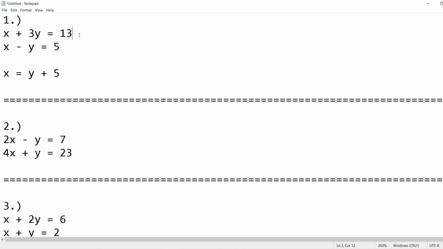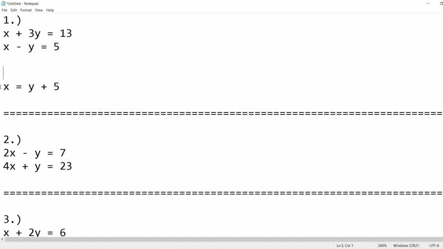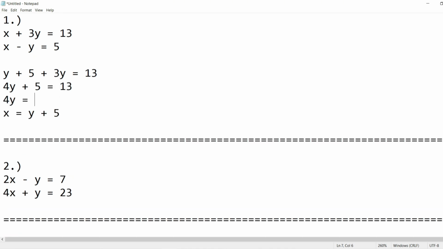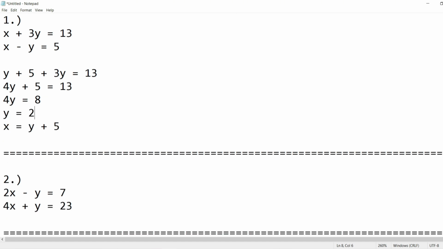So here we can turn this top equation into y plus 5 plus 3y equals 13, because x is y plus 5, so just substitute y plus 5 into x. And this equation will become 4y plus 5 equals 13. Now we subtract 5 from both sides and we get 4y equals 8. Now we divide by 4 and we get y equals 2. So we found y is 2.